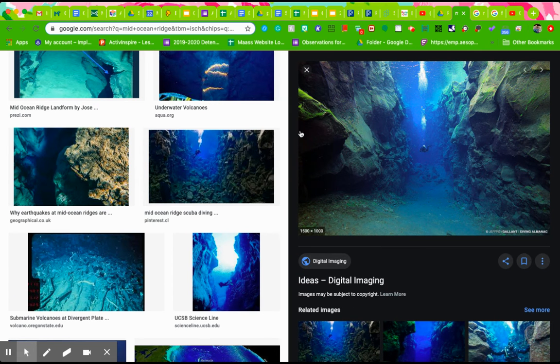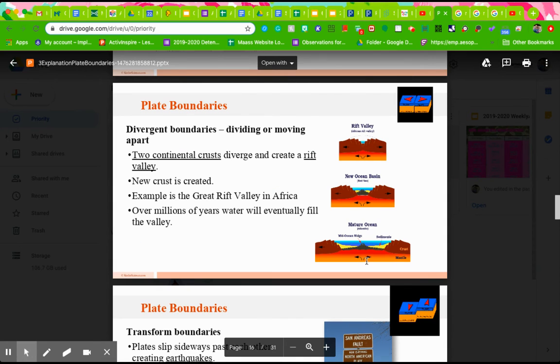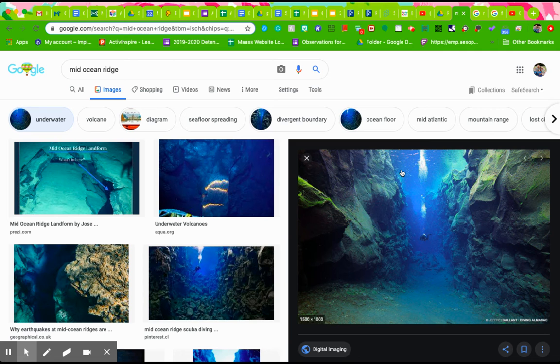So, this one is when, if I go back to that slideshow, this one is when it happens all underwater. What's going to result is a mid-ocean ridge. It's almost like an underwater mountain range in a way. As you can see in this picture, the divers swimming through a mid-ocean ridge. You can see that new crust came up from the mantle and pushed apart these two crusts and formed new crust down here. So yeah, they're swimming in between there. So that's when it's underwater.